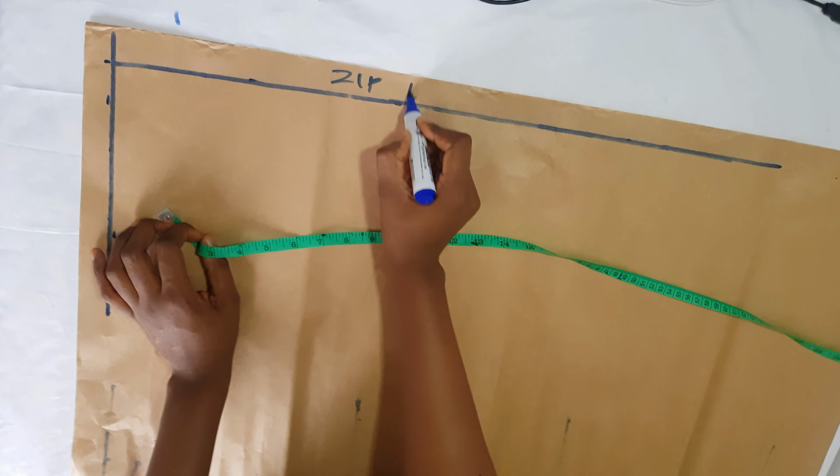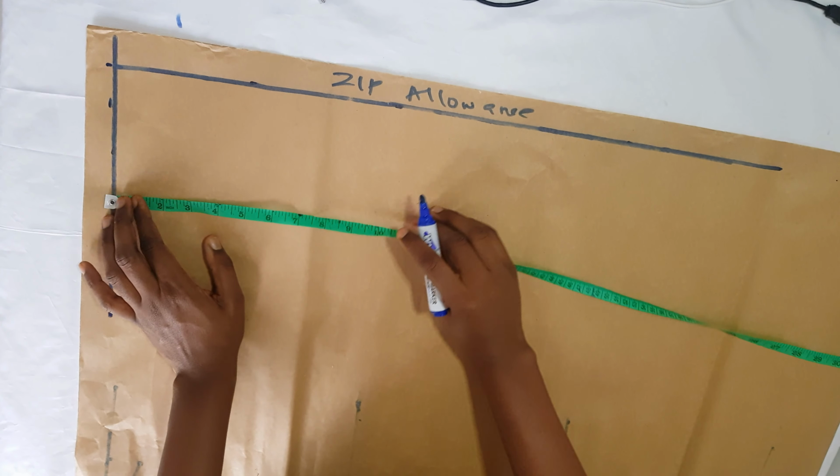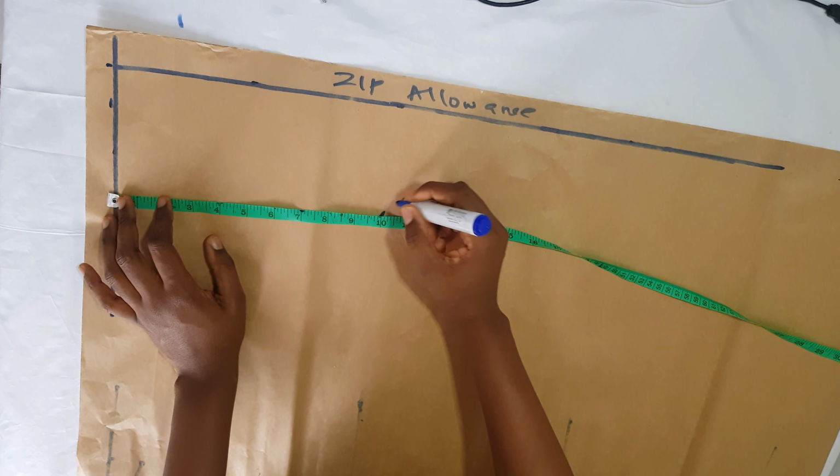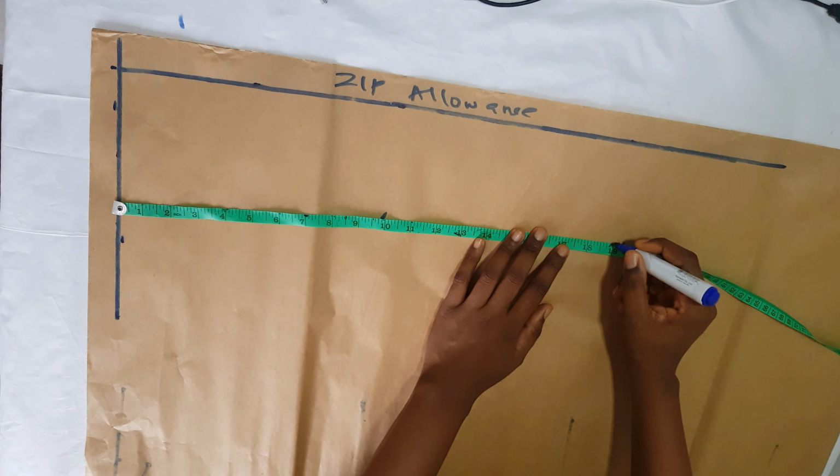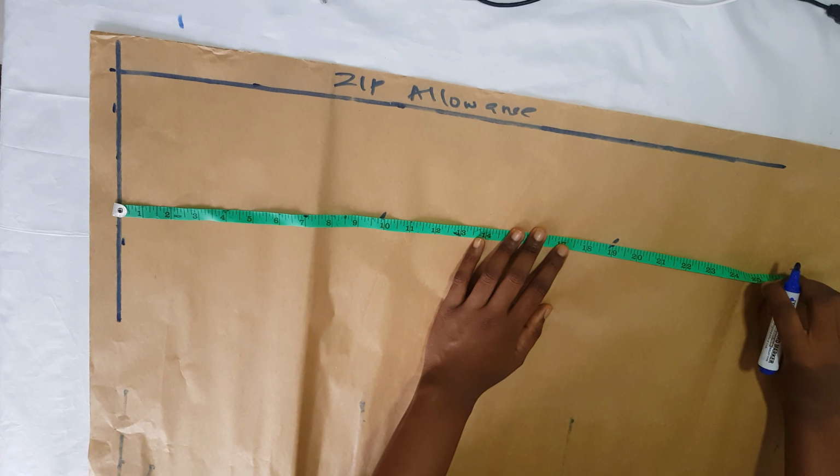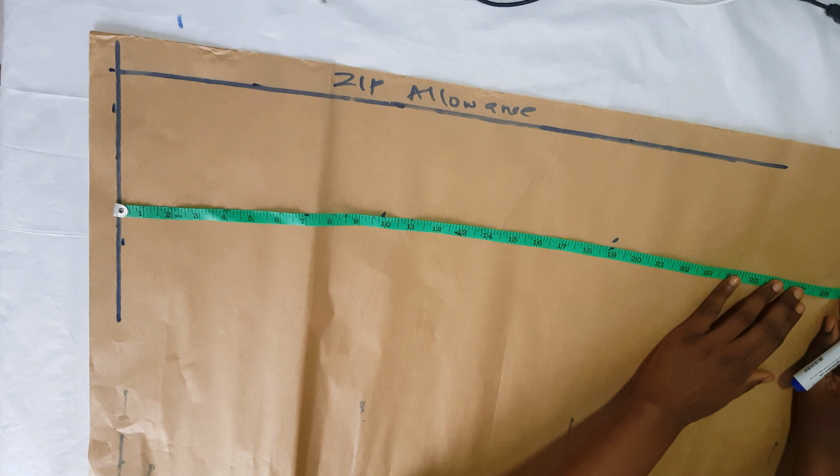So I'm going to indicate that this is my zip allowance so that you don't get confused. All right, then right now I'm going to mark my shoulder to bust measurement, which is 10, my shoulder to waist measurement, which is 19, and my shoulder to hip measurement, which is 28.